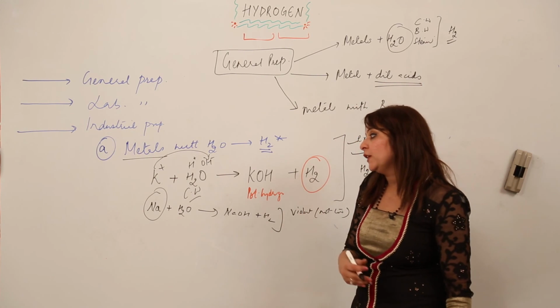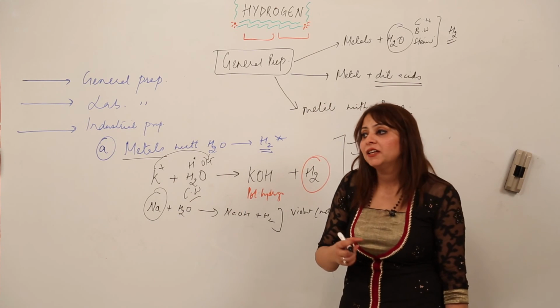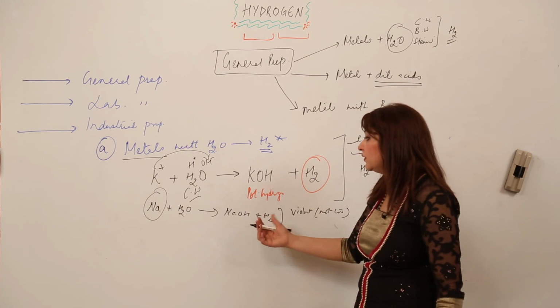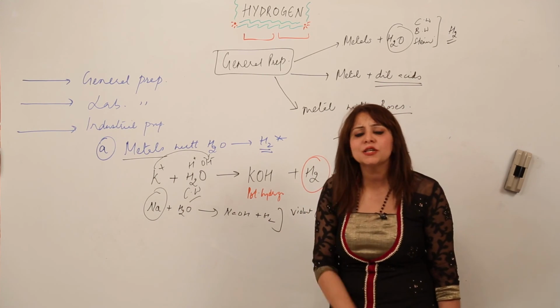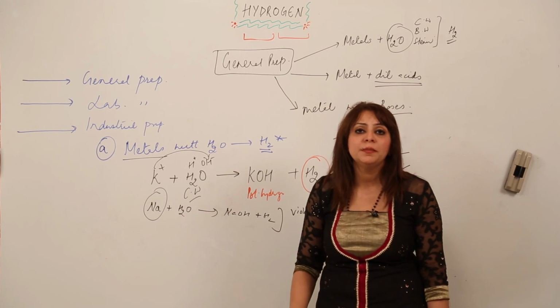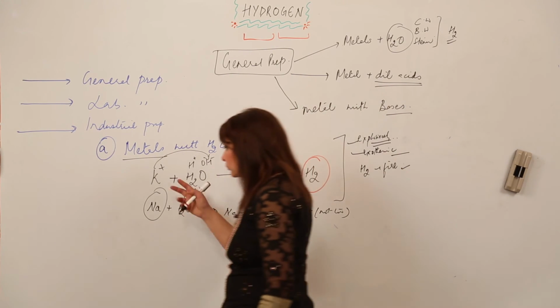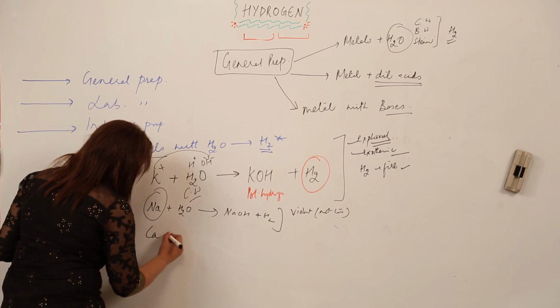So to avoid that, we use sodium wrapped in something, so that it does not dart in the water and hydrogen can be collected easily. But still it is not a good method, because again it is exothermic and can be a violent method. Similarly, I am taking up the example of another metal, calcium.